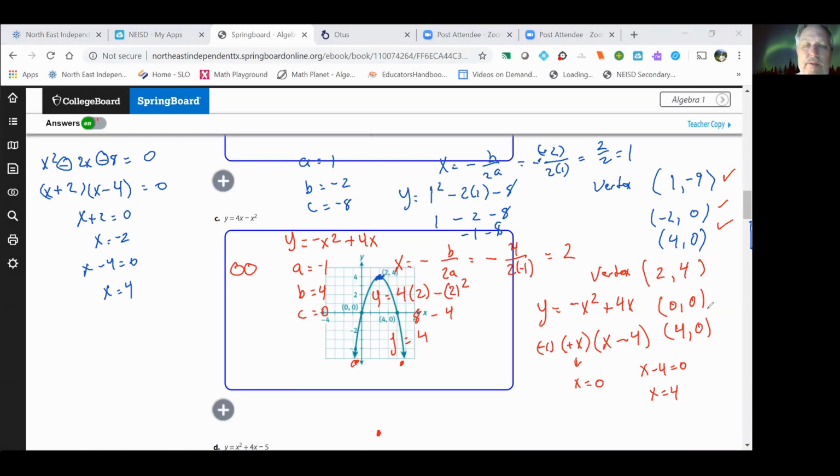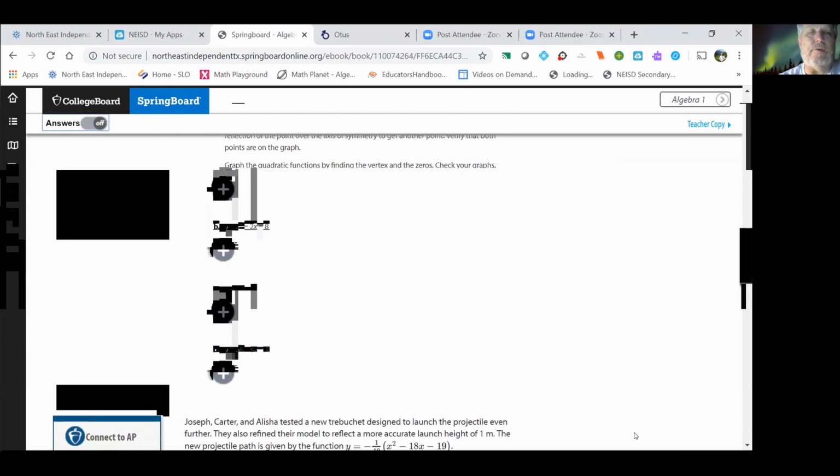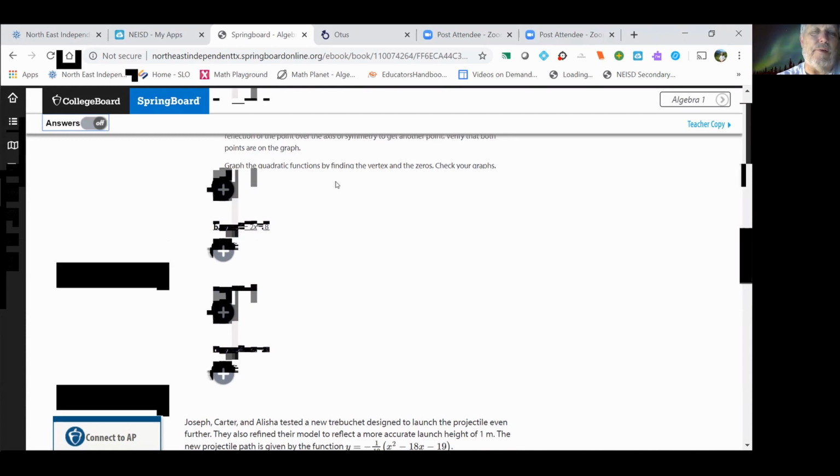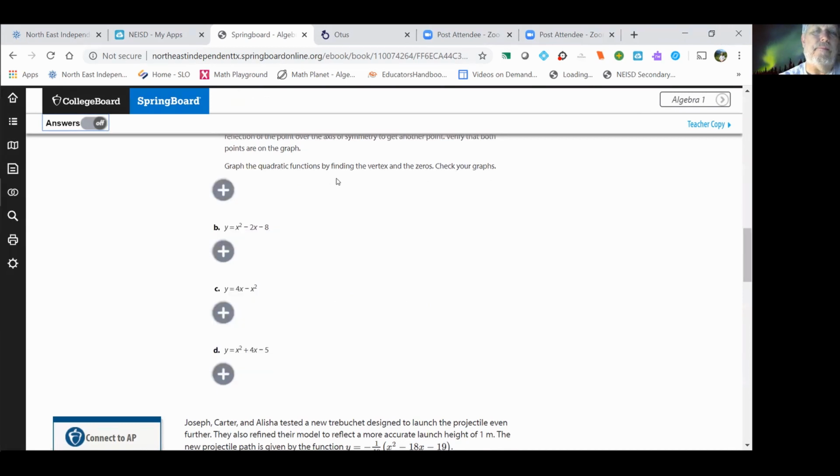And then, of course, we had the 0, 0, which is right there, and the 4, 0, which is right there. All right, so the first two we did pretty well. Okay, so let's go ahead and look at D. So the first thing we want to do, of course, is look and make sure it's in standard form. Then we want to go ahead and identify our A, B, and our C.